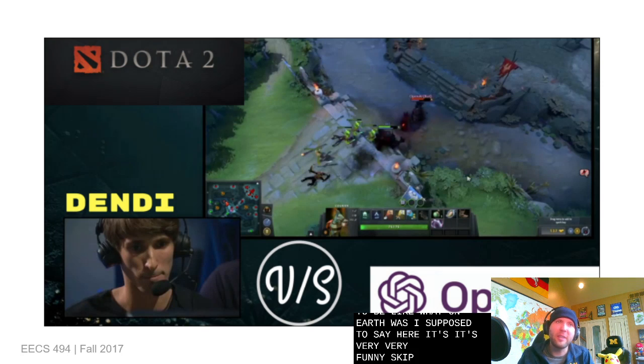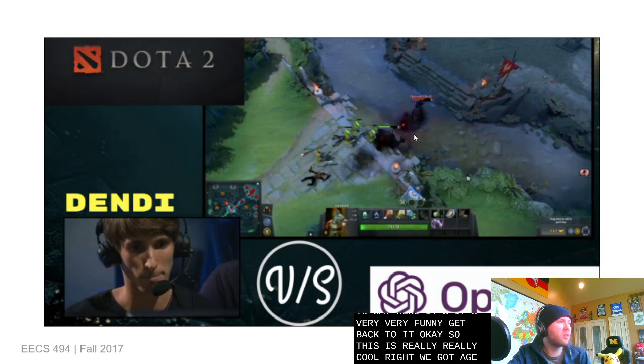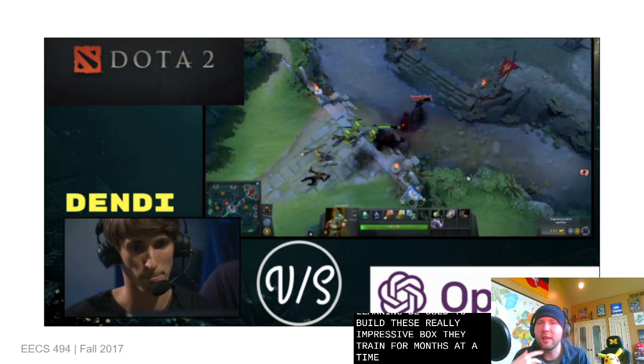Okay, let's get back to it. So this is really, really cool, right? We've got machine learning being used to build these really impressive bots. They train for months at a time, and then they can play these games really well, without any hard coding of the game's logic or rules. Well, that's kind of impactful.